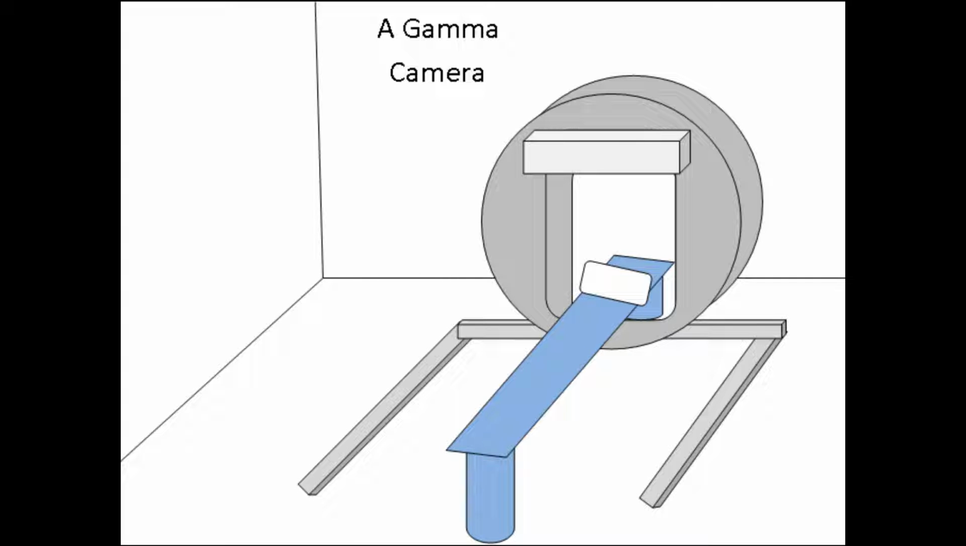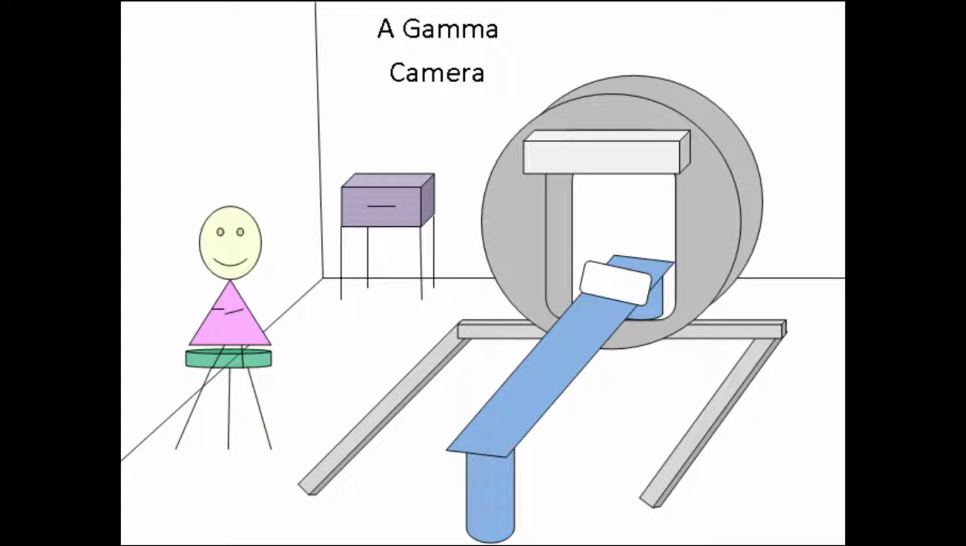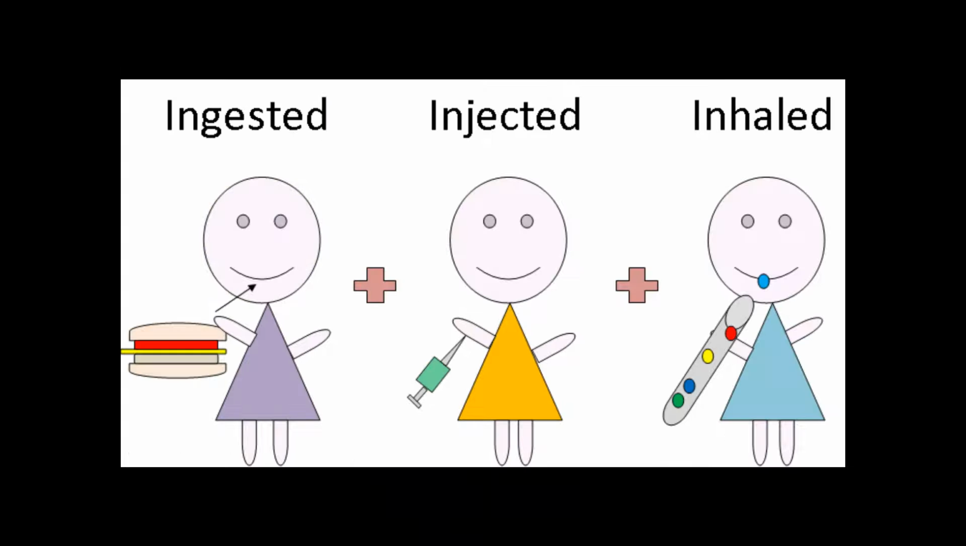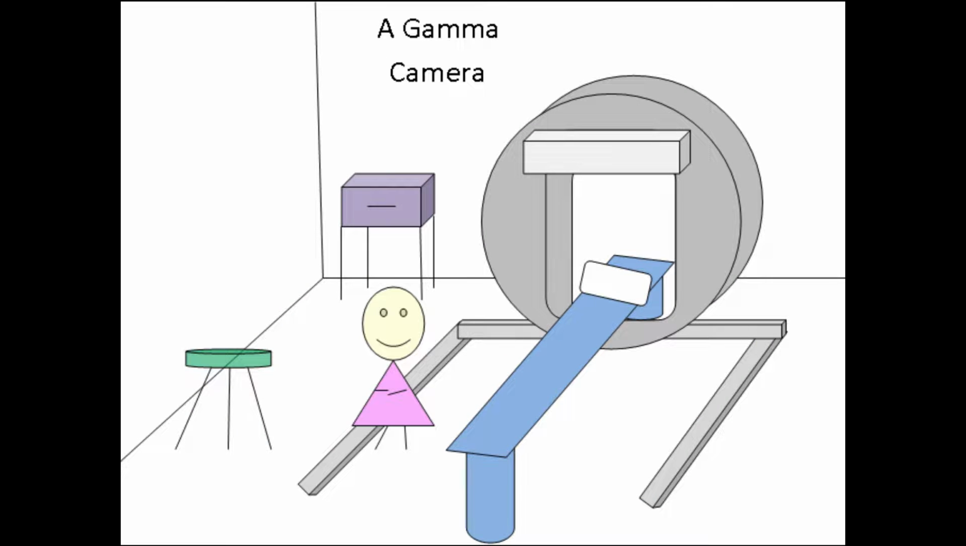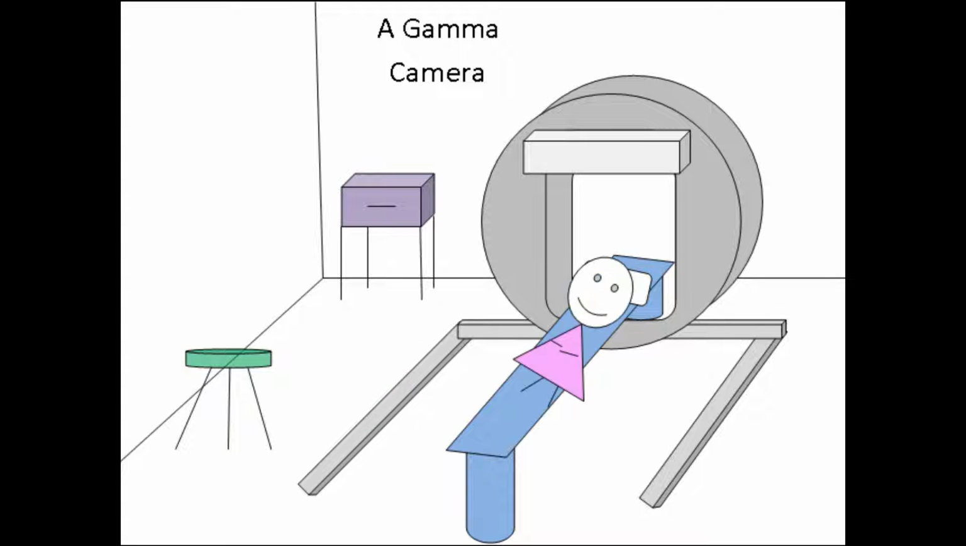Gamma cameras are the most commonly used instrumentation for image acquisition in nuclear medicine. The imaging process begins when a radiopharmaceutical is administered to a patient. This occurs in one of three ways: ingestion, injection, or inhalation. Once the patient is injected, they are placed onto the gamma camera bed where they are positioned under the detector for imaging.